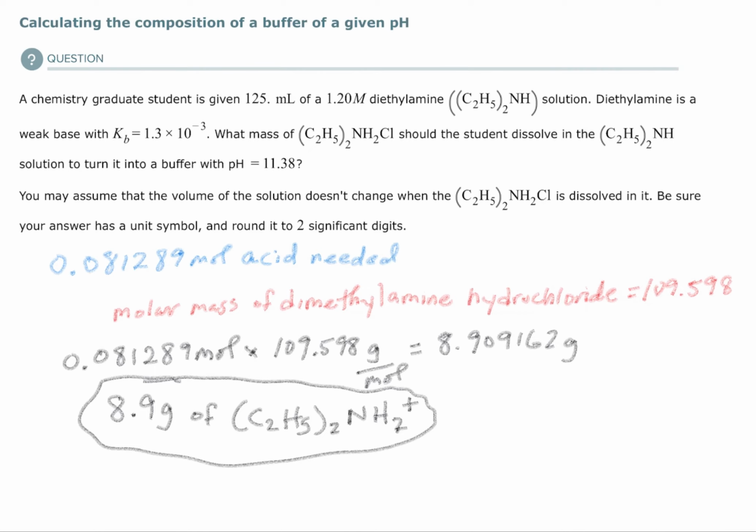I simply added up all of the molar masses and found that the mass of dimethylamine hydrochloride is 109.598 grams per mole. I multiplied, got rid of moles and found grams, and then I need two significant digits, so 8.9 grams. So this is one of the hardest Aleks problems I think I've seen. I hope you can get this and nail it, and I hope it's not on your test.